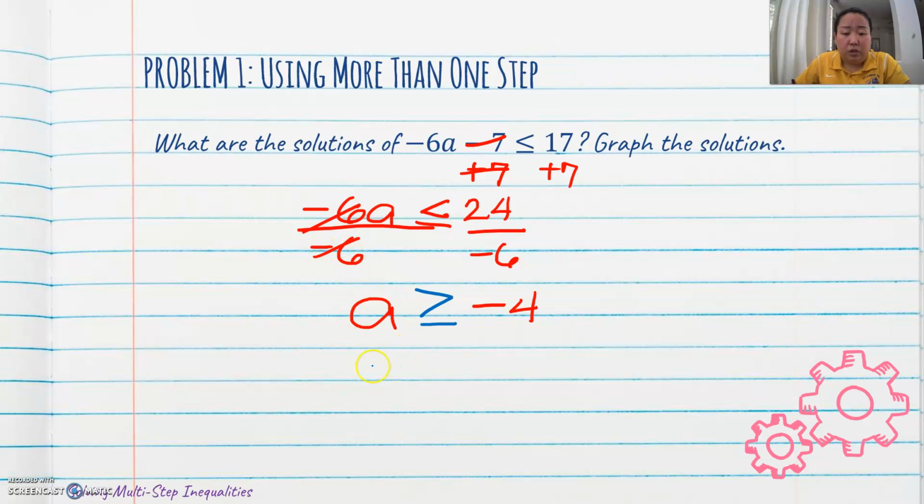All right? So graphing, our reference is 0. Negative 4 is on the left side of 0. We will have a solid dot on negative 4, and our arrow is going to the right.